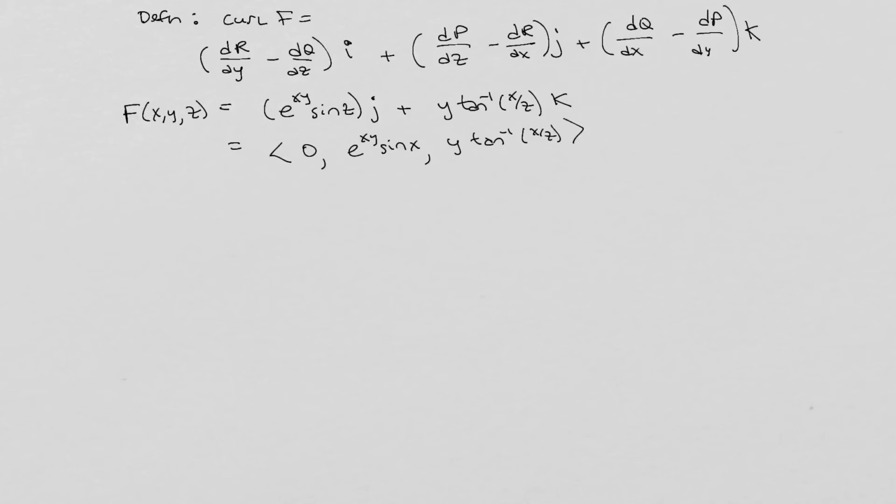So let's calculate this del of f. So it's again i, j, k, and then the partial with respect to x, partial with respect to y, partial with respect to z, and then the i component is 0, and then this has e to the xy sine of z, and this is y times arctangent of x over z.